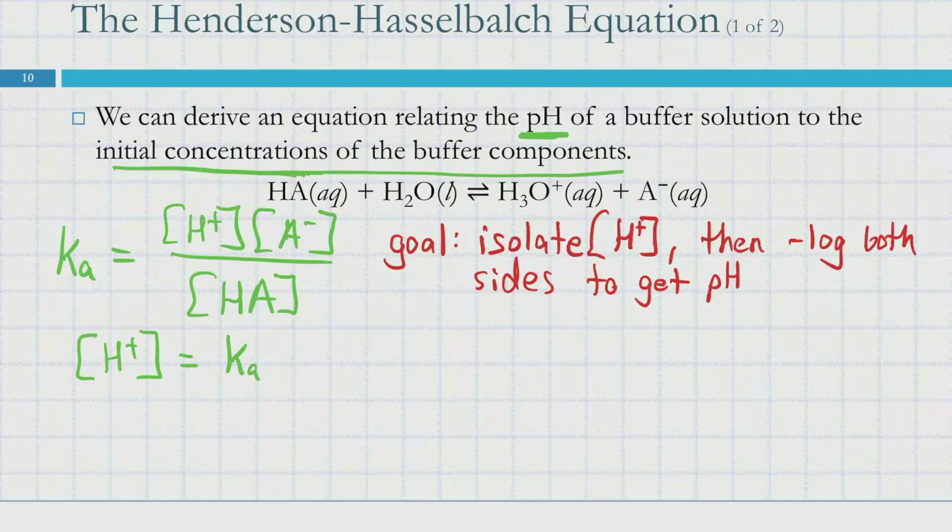So concentration of H+ equals Ka times HA over concentration of A-. So now we've got our hydronium by itself. And let me draw a longer arrow, and I'll say we're going to negative log both sides.